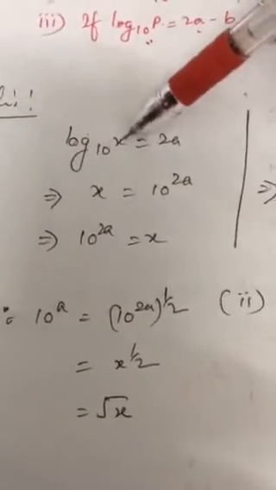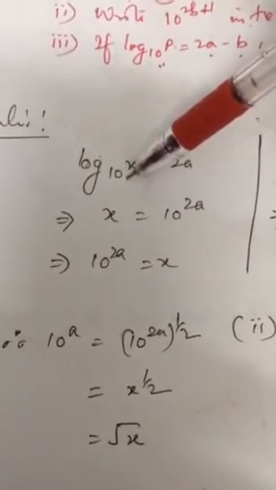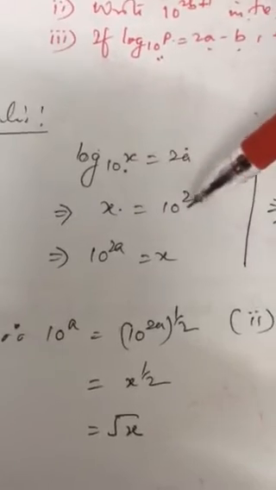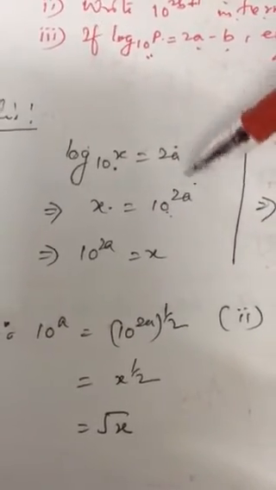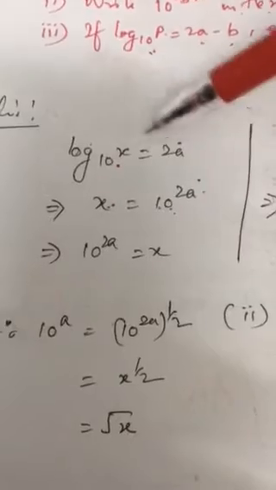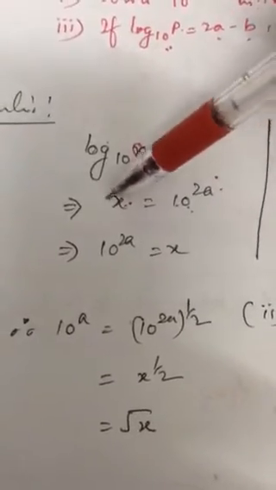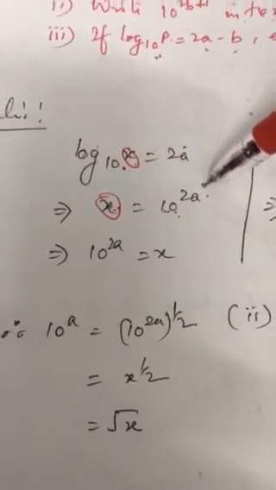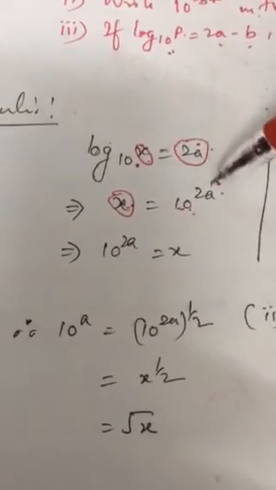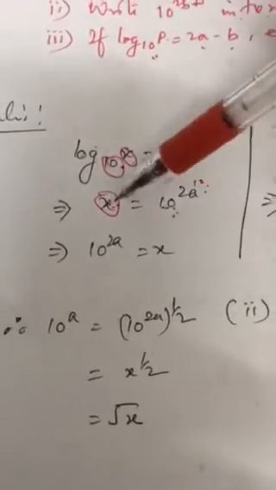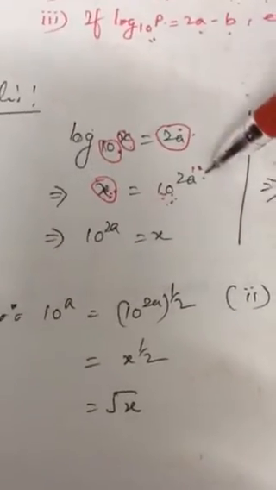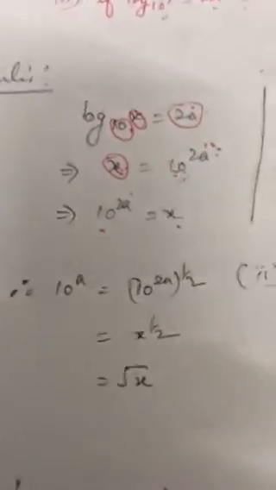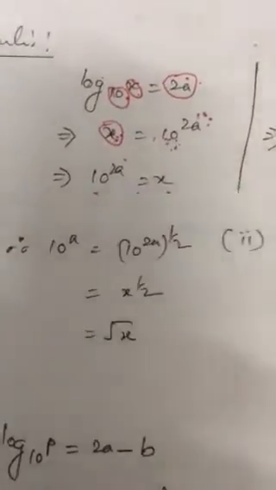Log of x to the base 10 is 2a, so we can write x equal to 10 to the power 2a, because log means the power and 10 is the base. So 10 to the power 2a equals x. You could have written it directly in this form also, no problem.